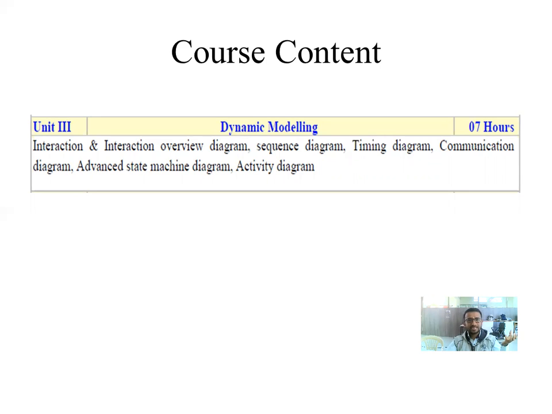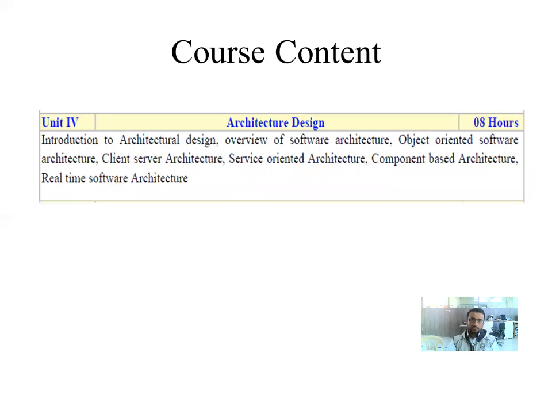These requirements may be dynamic, right? So the sequence diagram is there, timing diagram is there, communication diagram is there, advanced state machine diagram is there, and activity diagram is there. All these diagrams we can learn under dynamic modeling, that is unit number 3.